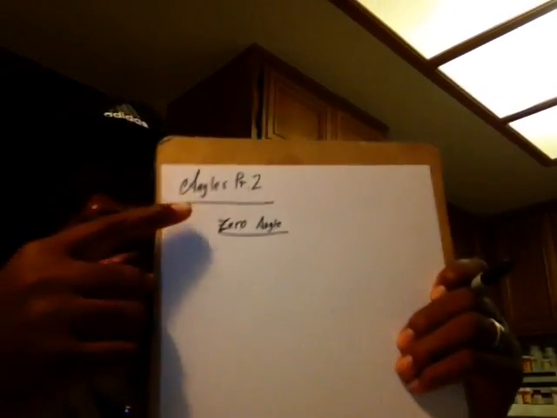So, there are 6 types of angles, alright? So, type of angle type 1, called a zero angle, okay? Why is it called a zero angle? I will tell you, audience.